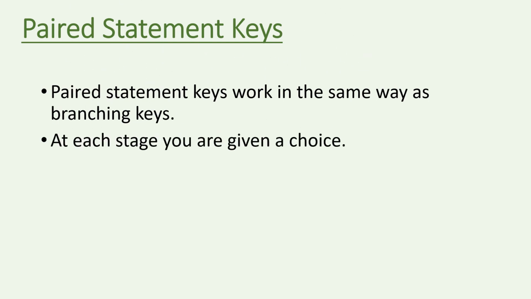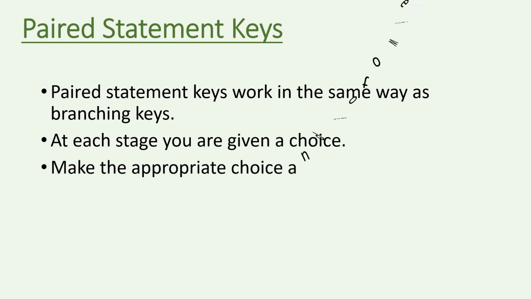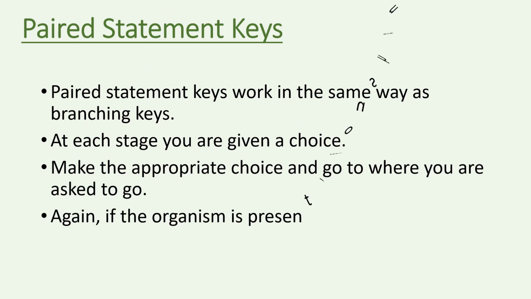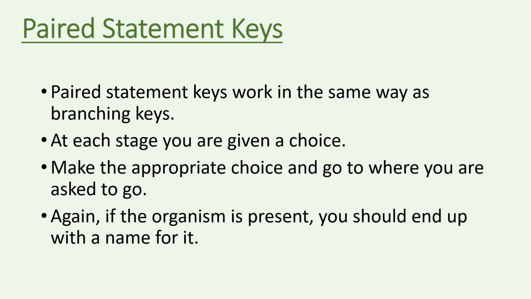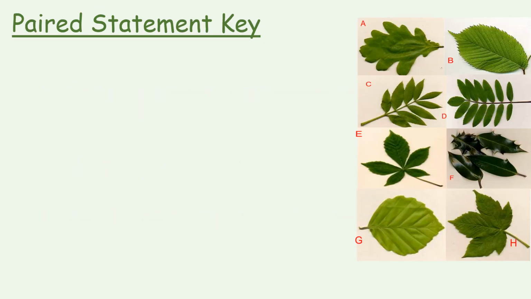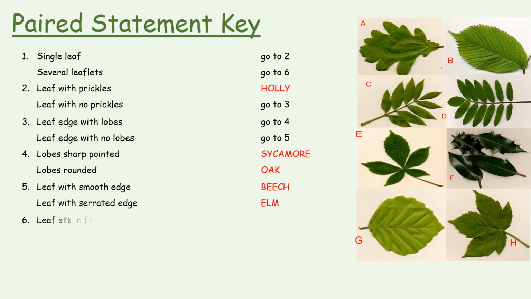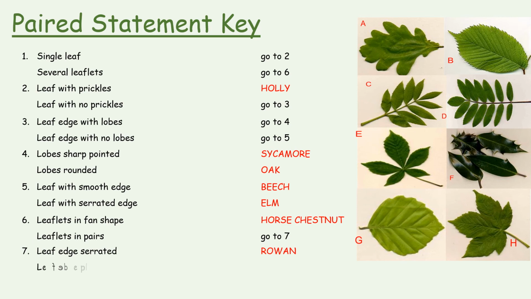At each stage you're given a choice, make the appropriate choice and go to where you are asked to go. Again, if the organism is present, you should end up with a name for it. Each of the statements has two options, which are opposite to each other. So like you've got leaf with prickles, leaf with no prickles, and then it'll either tell you what the organism is or it will tell you go to a number.